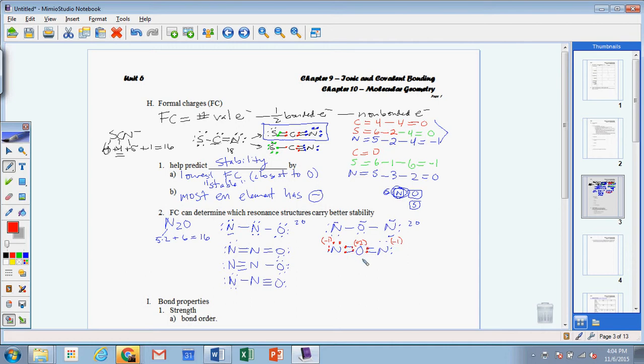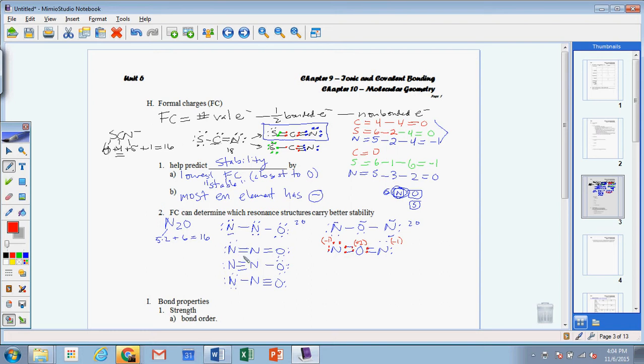Those are not close to 0. I mean, the -1 is close to 0, but a +2 is quite a bit further away from 0. This is not a great structure, so hopefully one of the other structures on the left here has a better formal charge, because the one on the right is not very good.